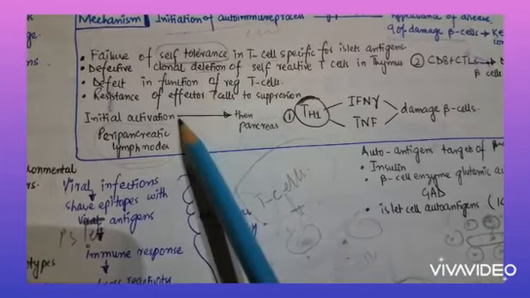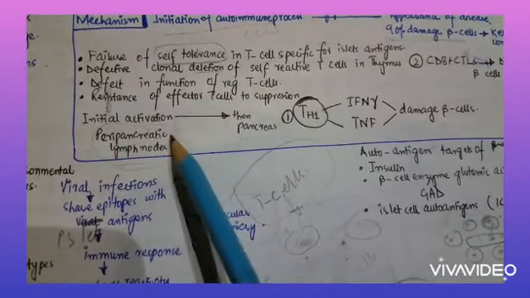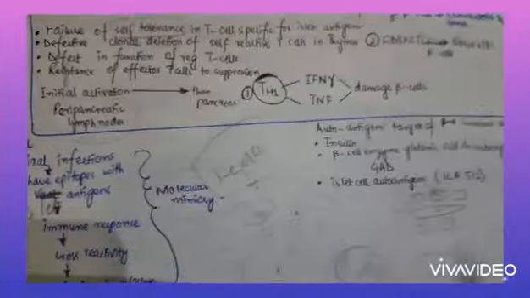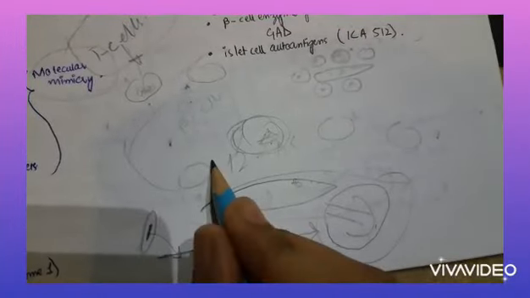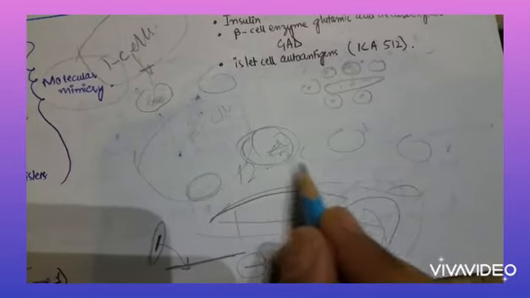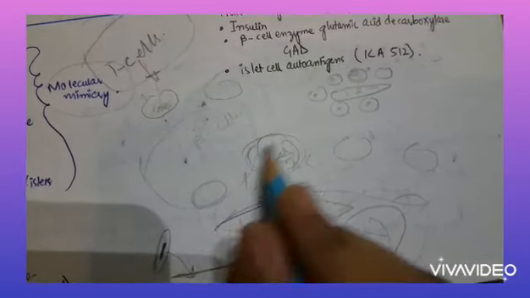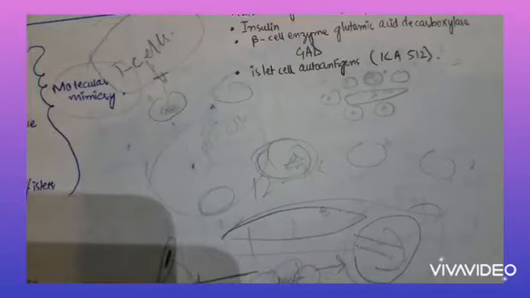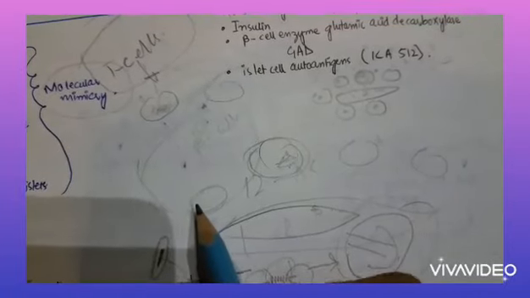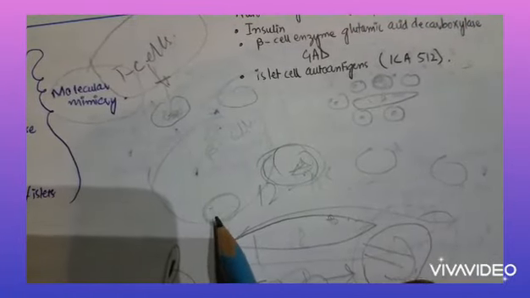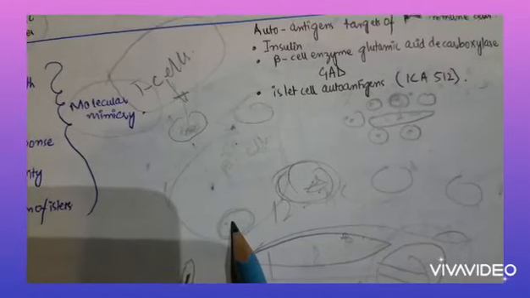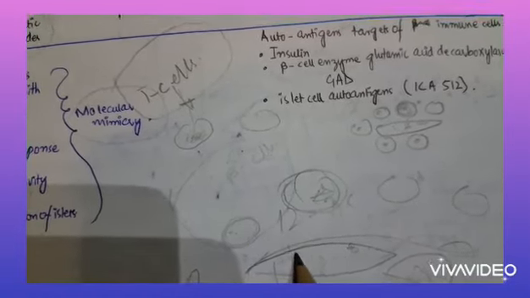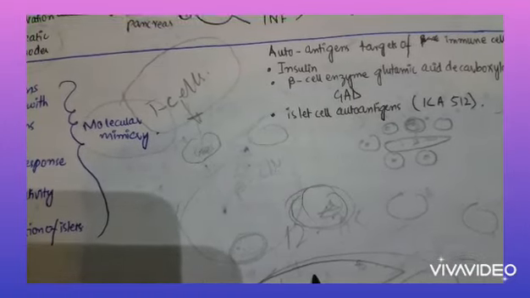Where is this process activated? This process is activated in the peripancreatic lymph nodes. Suppose this is the pancreas, and the peripancreatic lymph nodes are present over there. These are the peripancreatic lymph nodes. The T cells will react against the beta antigens in these peripancreatic lymph nodes. Then these reactive T cells will go to the pancreatic tissues and destroy the beta cells over here.